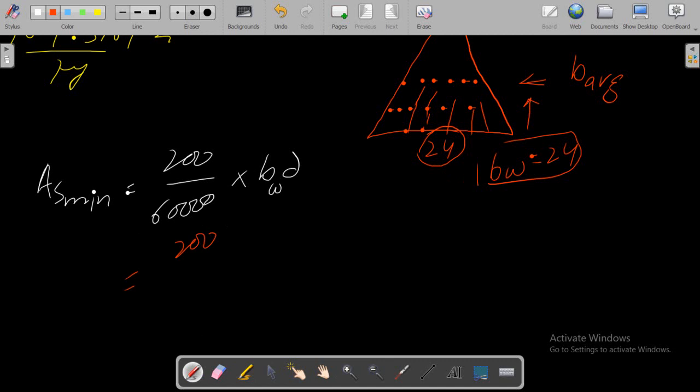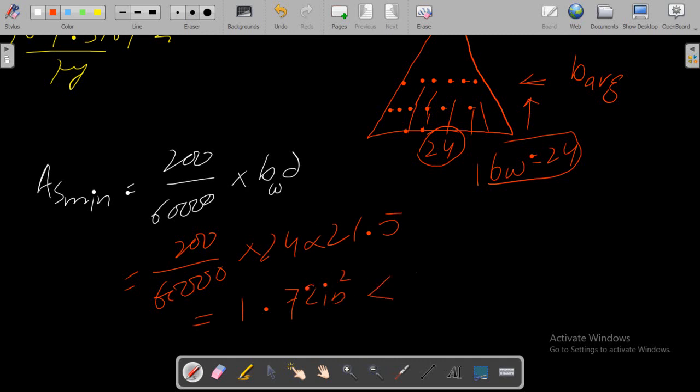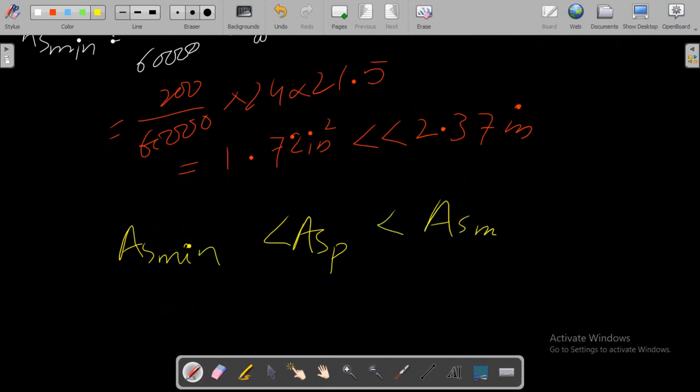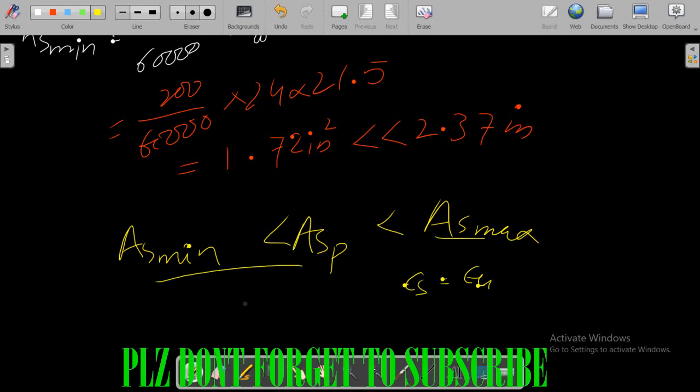So 200 divided by 60,000 into bw, that is 24. Let's see what the result will be. 24 times 21.5 gives me a value of 1.72 square inches, which is less than 2.37 square inches. So the upper limit and the lower limit are specified, and we can say As provided is more than As minimum, and it will be less than As max, because from the ductility this check is already okay, as we can see from epsilon t. So this is now satisfied.